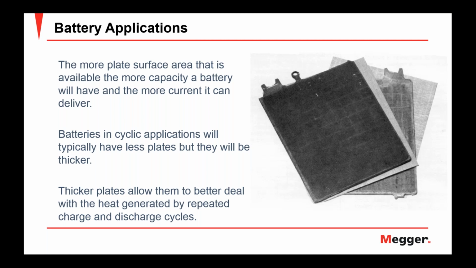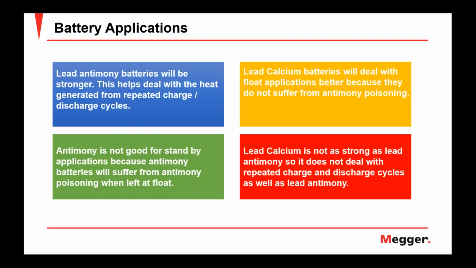So in cyclic applications, I want to use thicker plates. And now I also have different chemistries I can use. Some of the common chemistries out there today are lead antimony and lead calcium. You can also have pure lead, and there's also lead selenium.